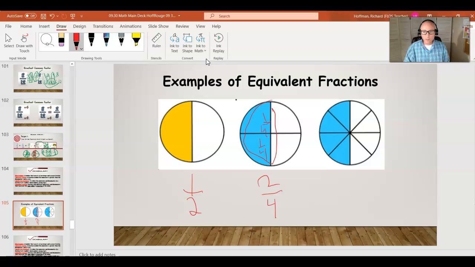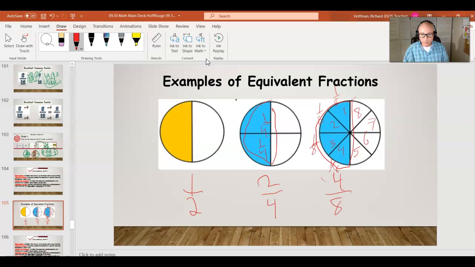2/4. This is also 1/2, but you could also write it as 1, 2, 3, 4. There's a total of 5, 6, 7, 8. So they're each 1/8. So 1/8 plus 1/8 plus 1/8 plus 1/8 equals 1, 2, 3, 4/8.